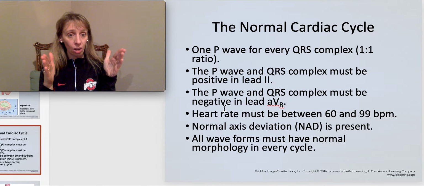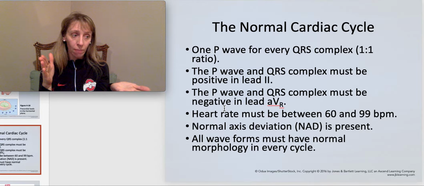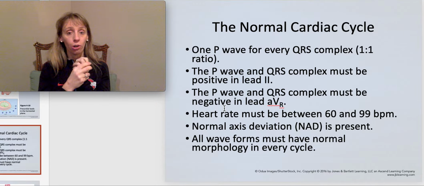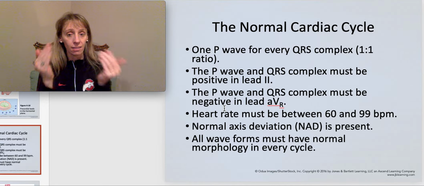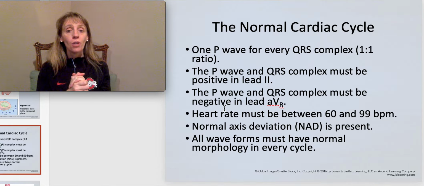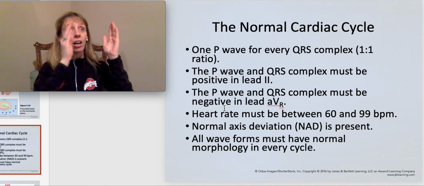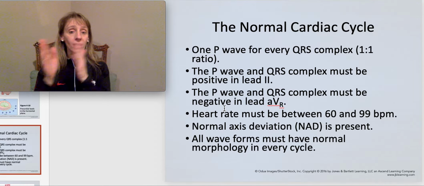You have to calculate the heart rate. It must not be bradycardic, below 60. It must not be tachycardic, 100 or above. And then the last thing is axis deviation, which I'll do at the very end. It needs to be what we call the normal axis. We'll get to that later. So all of the waves need to be normal for us to give it the NSR, normal sinus rhythm, right?